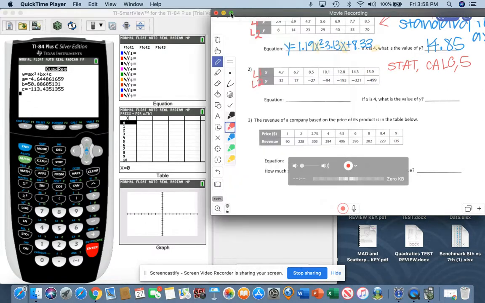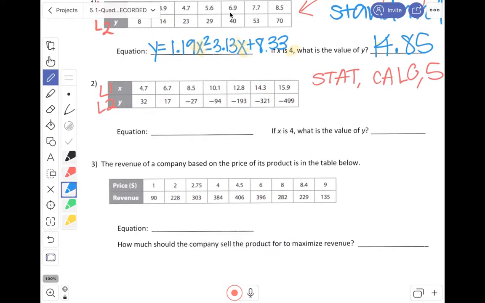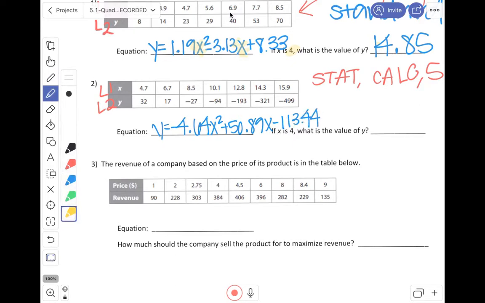So let's go back over here. My equation is y equals negative 4.64-ish x squared plus 50.89x minus 113.44. And again, it asks for the value of y when x is 4. So everywhere I see an x, I'm going to plug in 4.